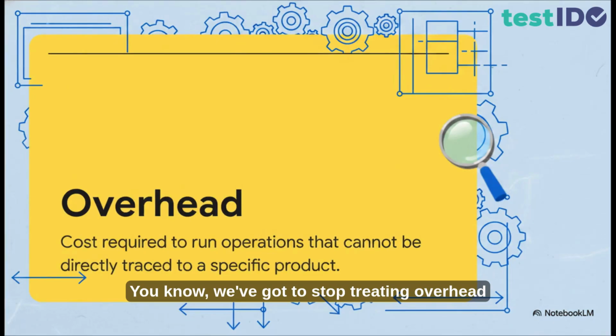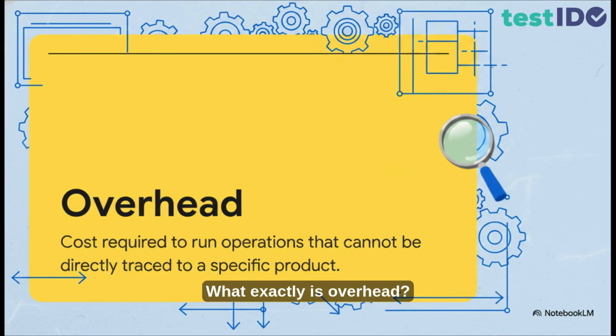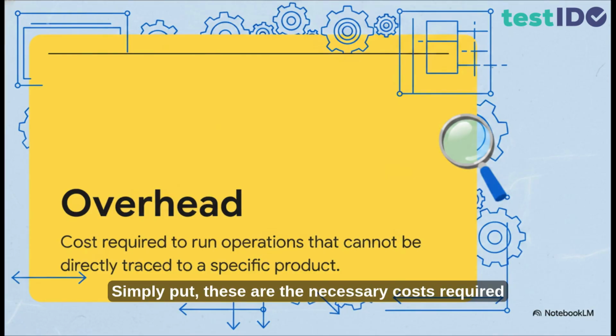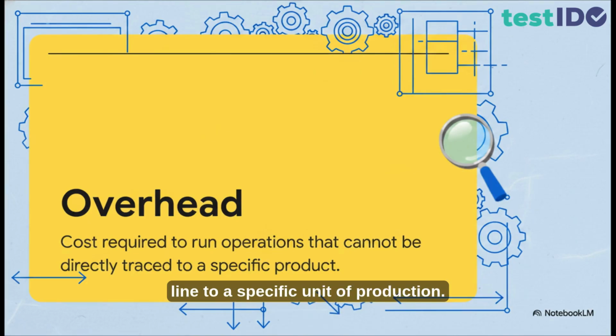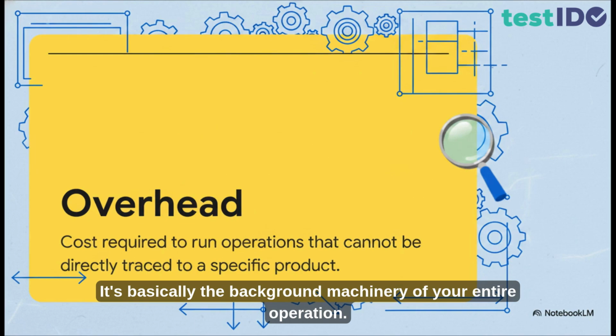We've got to stop treating overhead like it's just some generic bucket of random expenses. What exactly is overhead? Simply put, these are the necessary costs required to run your business that you just can't draw a direct straight line to a specific unit of production. It's basically the background machinery of your entire operation.